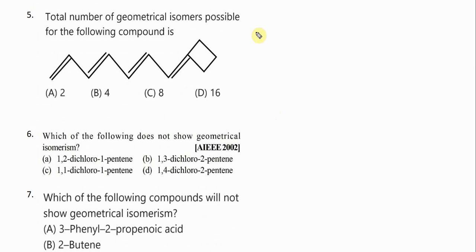The number of geometrical isomers possible for the compound is. So for the number of geometrical isomers, first we have to see where all geometrical isomerism can occur. This is CH2, it cannot show, correct? Similarly here also it cannot show because this double bond is attached to a ring. This is symmetrical, there is a plane of symmetry. So a symmetrical ring cannot show.